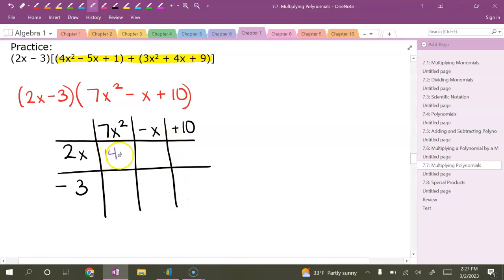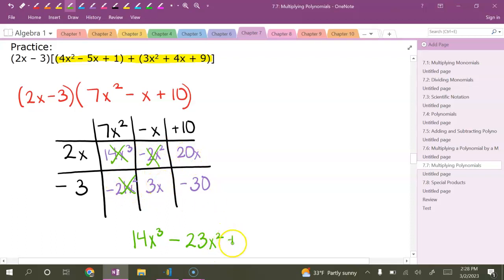So we have 14x to the third, negative 2x squared, 20x, negative 21x squared, 3x, and negative 30. The 14x to the third needs to get brought down because there's no like terms for that one. You've got a negative 21x squared and a negative 2x squared. So that should have been negative 23x squared. 3x and 20x should be 23x. And then last is that minus or negative 30. And that needs to just get dropped down. And there's your answer.